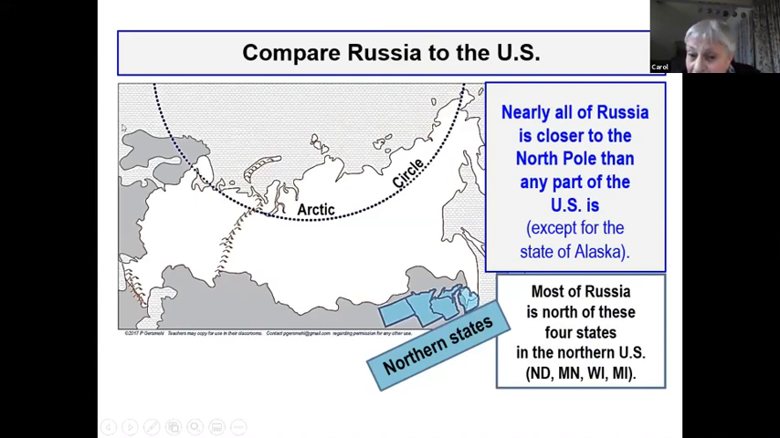Can you find, in the blue in the corner, Michigan? This is where Michigan is in relationship to the North Pole. All these cold states that I have lived in, Michigan, Wisconsin, and Minnesota, they all have cold winters. Every single one of them is south of, warmer than, almost every part of Russia.